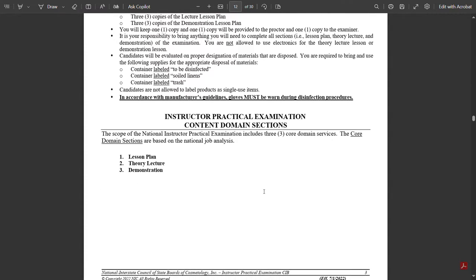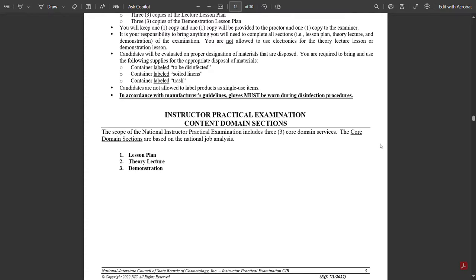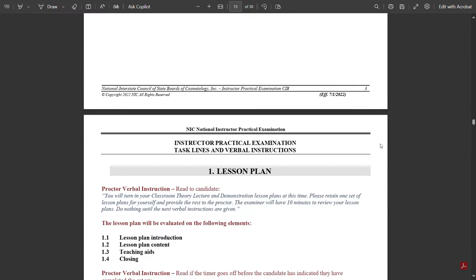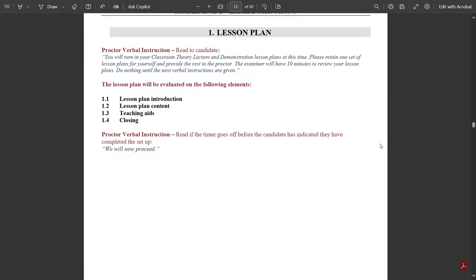So there are 3 main content domain sections for the instructor practical exam: the lesson plan, the theory lecture, and the demonstration. So now we're going to talk about each of them. We'll start by talking about the lesson plan. So again, you will have 2 lesson plans, one for the theory lecture, one for the demonstration.